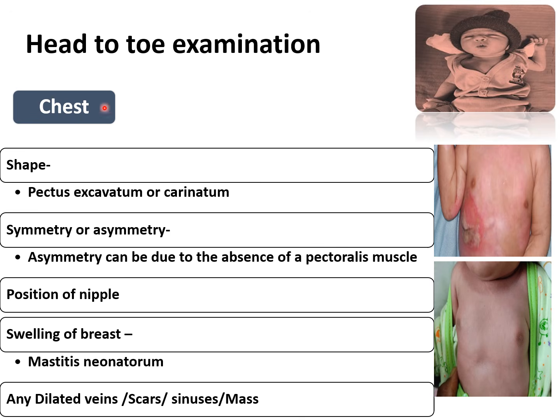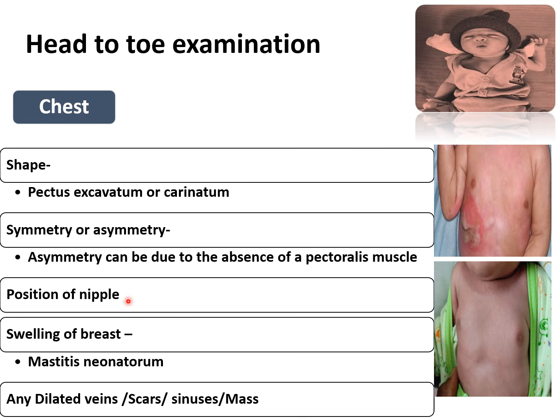After that we have to examine the chest to see the shape of the chest. Sometimes a newborn has pectus excavatum or carinatum. See the symmetry. Any asymmetry may be because of, for example, congenital absence of the pectoralis muscle. The patient may have asymmetry.